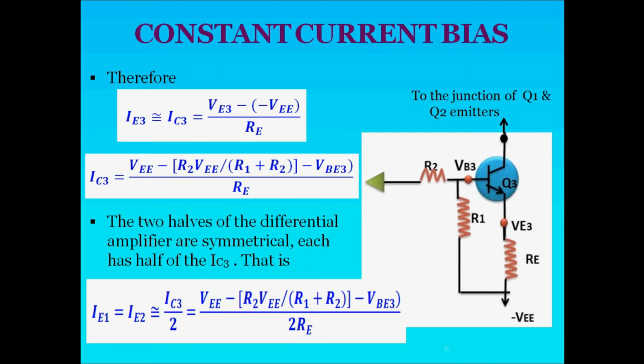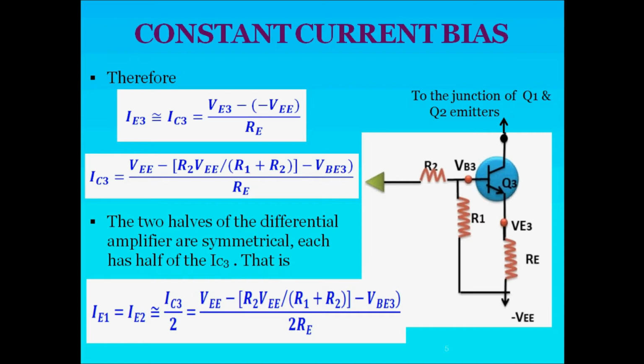So now, as we have already found the emitter voltage, we want to find the current through the emitter resistor RE. The current flowing through this resistor is the voltage at this point minus the voltage at this point, divided by the resistance of the branch. So IE3 is the current flowing through the resistor, and this is VE3 minus VEE divided by RE.